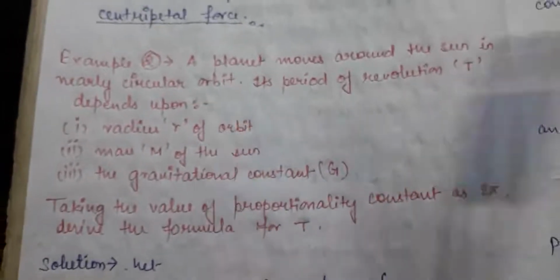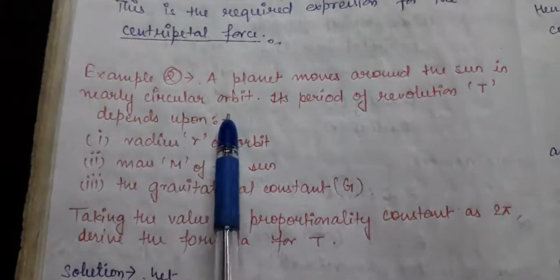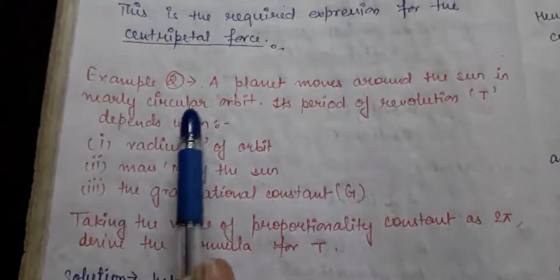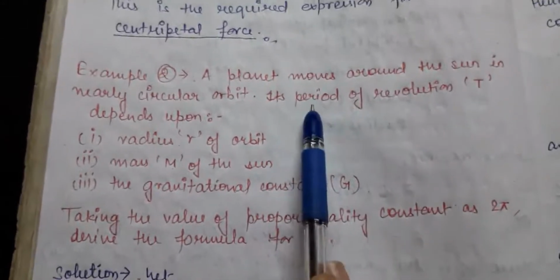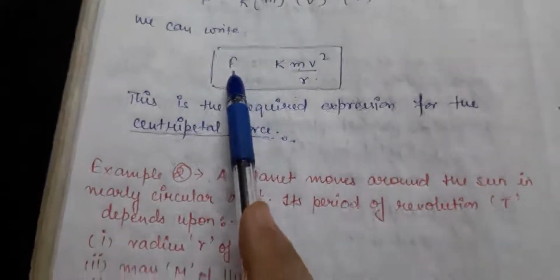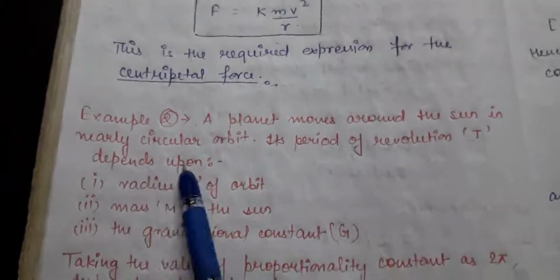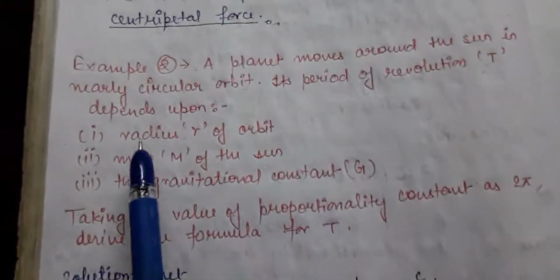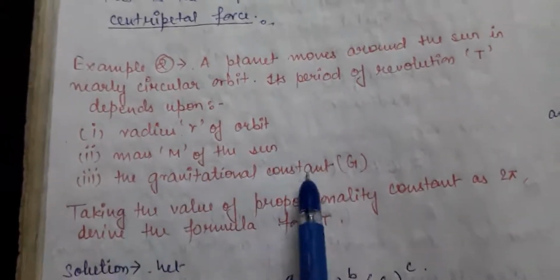Now the next question is: a planet moves around the sun in a nearly circular orbit. A planet is moving around the sun in a nearly circular orbit. Its period of revolution, period means what? Time period. Its time period of revolution T depends on, they are directly saying, in the LHS side, what we have taken? Centripetal force. So in this question in the LHS side what we have to take? Time period, and this time period depends on the radius r of the orbit, mass m of the sun, and the gravitational constant g.